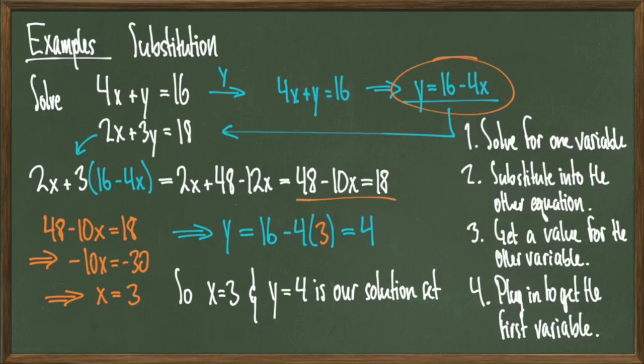As an exercise, you might want to start with this system and solve for x first instead of y. If you go through these same kinds of steps, you'll end up with the same solution of x equals 3 and y equals 4. You might have to work with fractions if you do this, but I guarantee that you'll end up with the same solution.